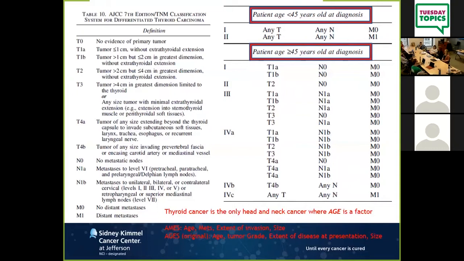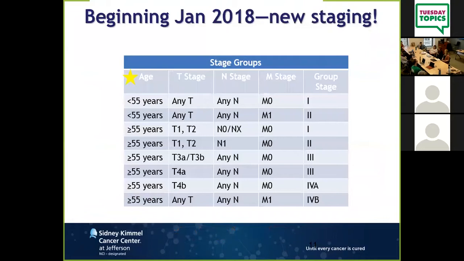T, N, and M staging for thyroid cancer, specifically for this differentiated thyroid cancer, which includes that papillary, follicular, and Hürthle cell, is one of the only cancers that includes age as part of its criteria. So when you go to stage a patient, whether they're older or younger, then it's now 55, this says 45, and actually the next slide is the new one. So 55 has now been the cutoff for staging one way versus staging the other.